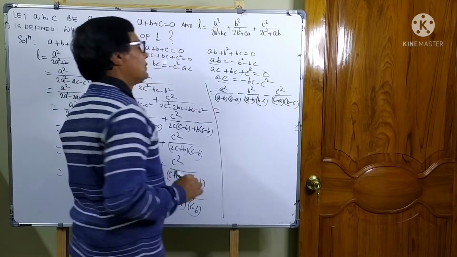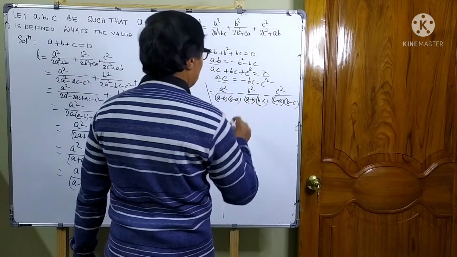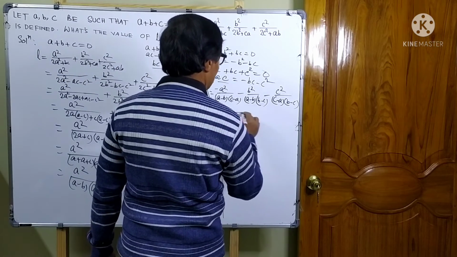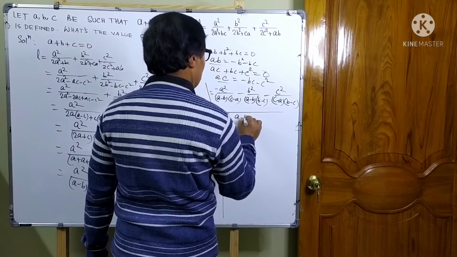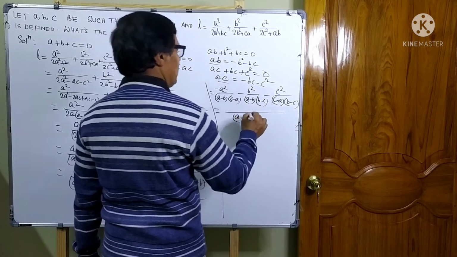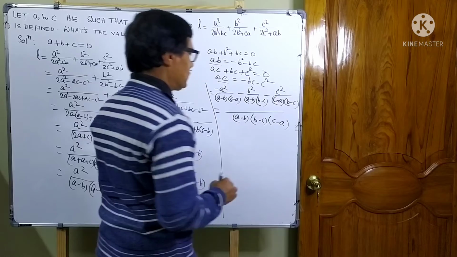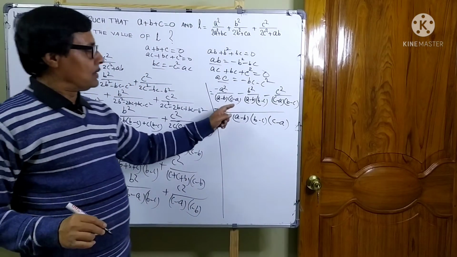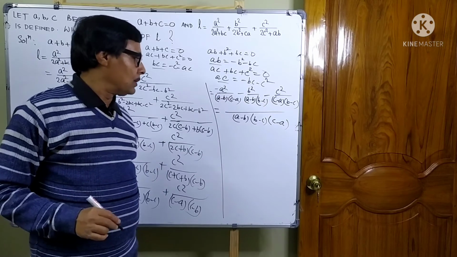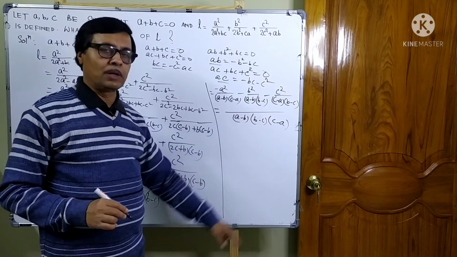Now we can sum up these three fractions. For the summation we take the LCM, the lowest common multiple, of the denominators, which is a minus b, b minus c, c minus a.